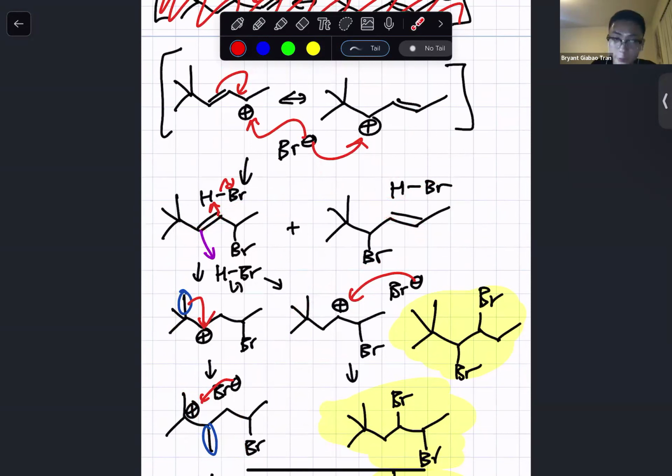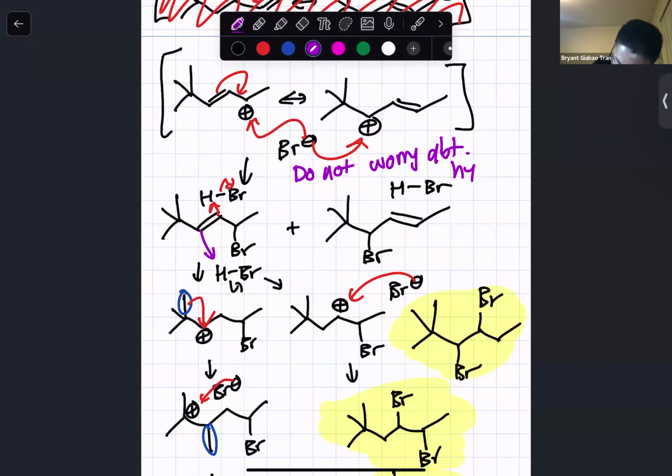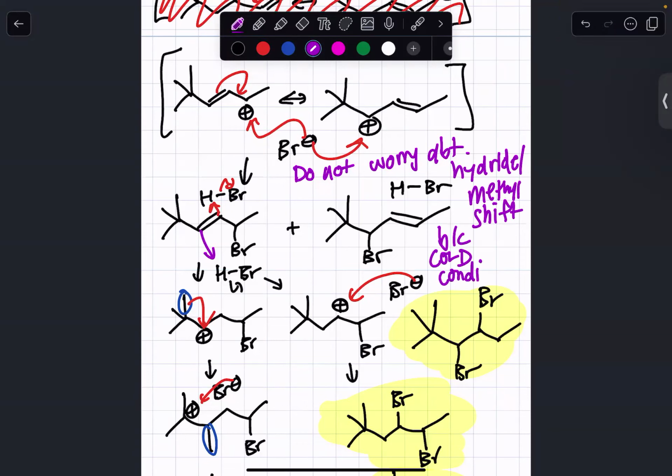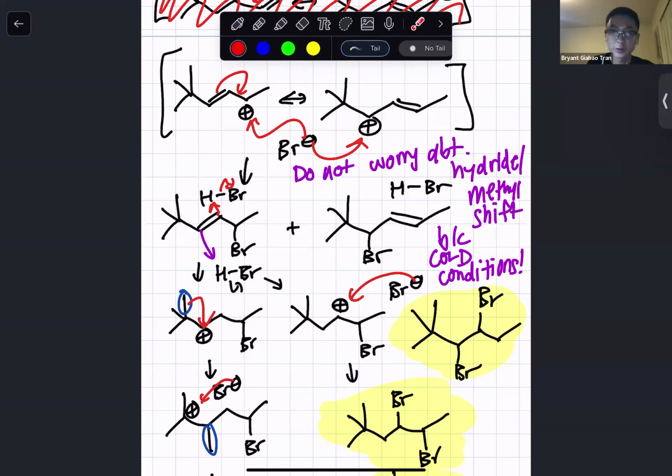And in this case, we don't worry. Let me put a note here. Do not worry about hydride or methyl shift because cold conditions, which means we are looking for the kinetic product, the very first thing that gets formed. We don't have that time for the shift rearrangement.